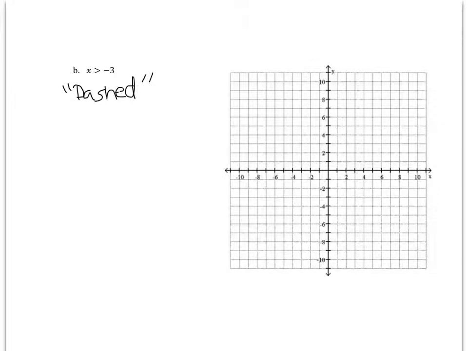Now with this dashed line, it's actually going to be the line x equals negative 3. That's the associated equation that's related to that inequality. And if I want to graph that line, we have to remember that anytime we have only one variable and we're talking about graphs in the xy plane, it's either going to be a horizontal line or a vertical line. In this example, since it's x equals a number, it's going to be a vertical line. So I'm going to have to draw a dashed vertical line that goes through x equals negative 3 on my x-axis.